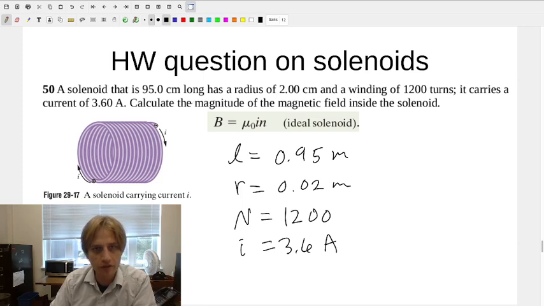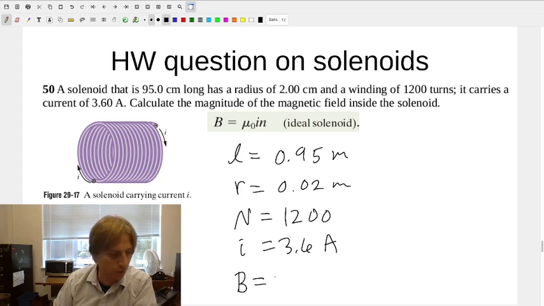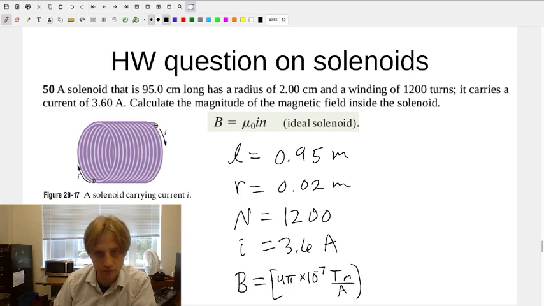Calculate the magnitude of the magnetic field inside. So if we use this expression, we would just need to have B equals mu naught, so that would be your 4 pi times 10 to the minus 7th, times I times n.